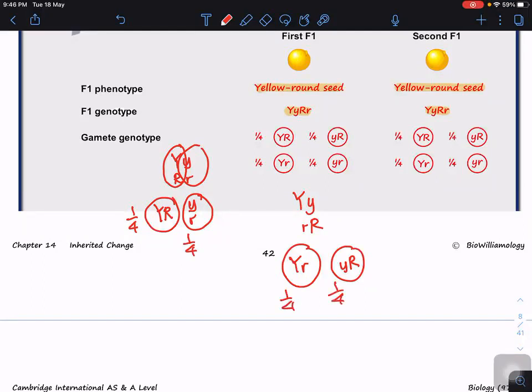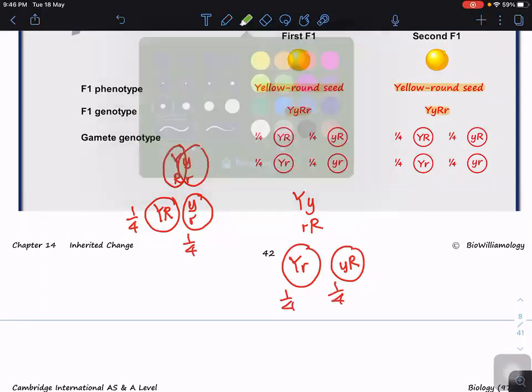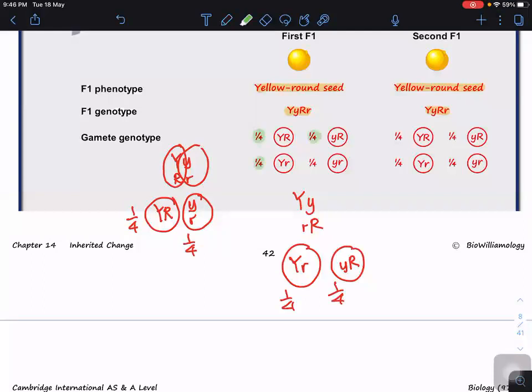So always remember, can you see that? I will always put in my probability. Don't forget. If the question doesn't need it, then leave it. But if the question needs it, then you gain the marks. So don't forget, circle your gamete genotypes.